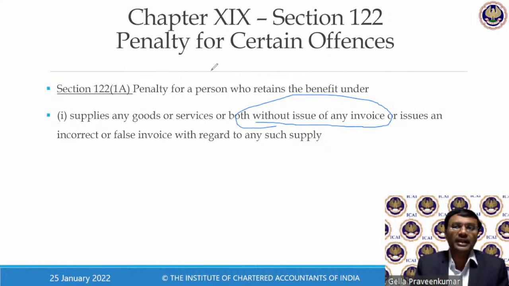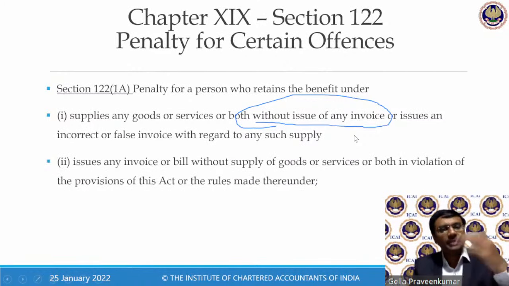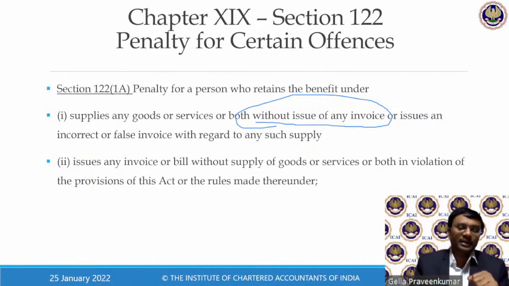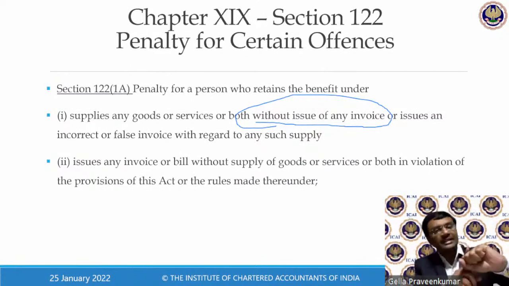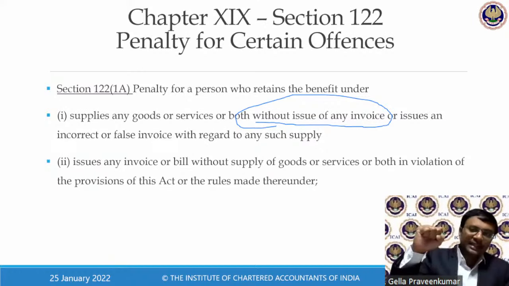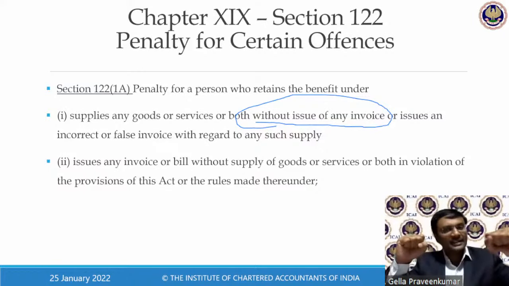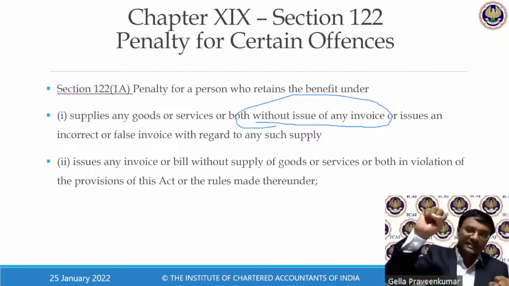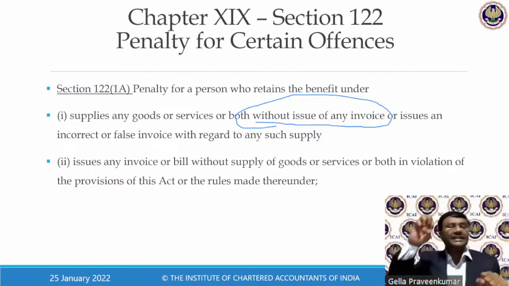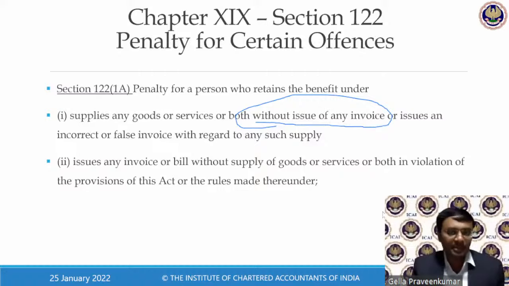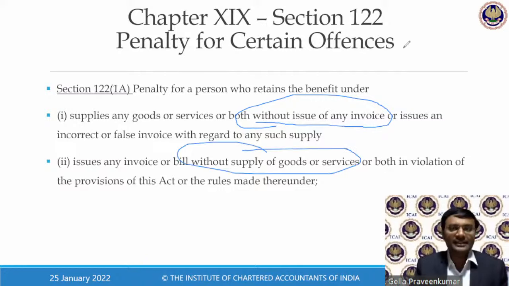So this is point number 1, where supply of goods happened without an invoice. Point number 2, issues a bill without actual supply. What if Akshay sends an invoice without goods, and Praveen has accounted for it as a purchase? So the benefit of ITC was retained by Praveen, in this case without supply of goods and services.